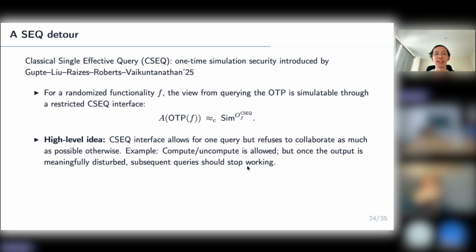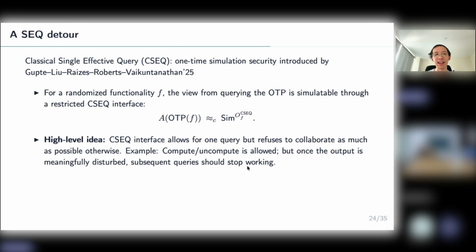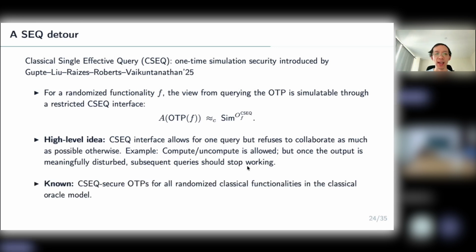For example, you can always compute and uncompute immediately, because the adversary has a quantum program, so they can always compute and uncompute. But if the adversary decides to measure the output of the one-time program, then ideally this interface will stop working for subsequent queries. That's the idea. And indeed, in the prior work that I mentioned, they construct CSEQ secure one-time programs for all randomized classical functionalities, and they do it in the classical oracle model.